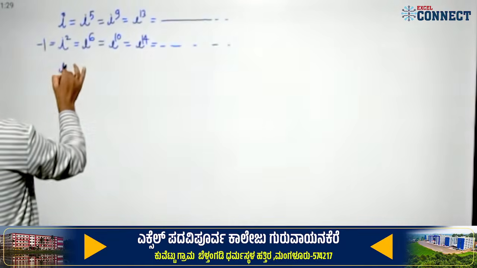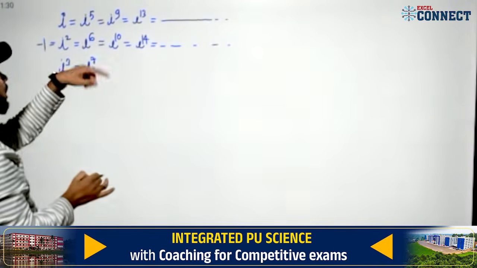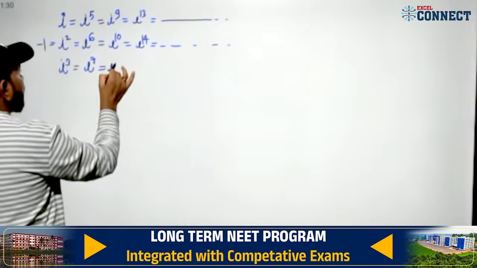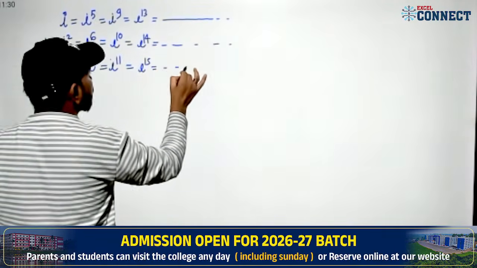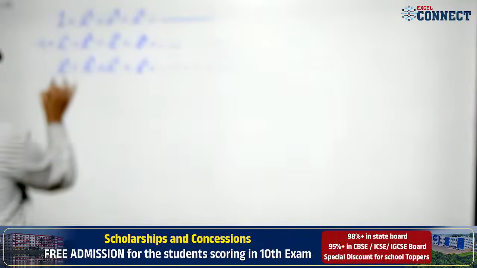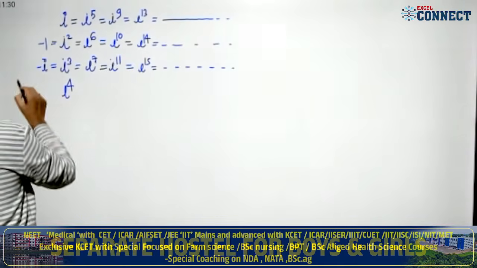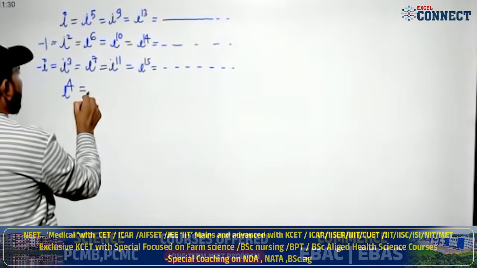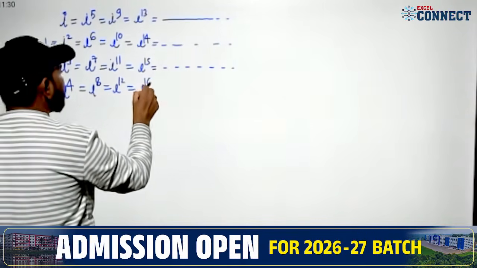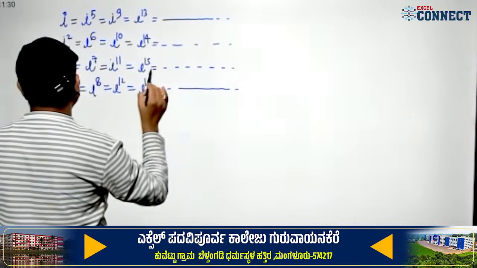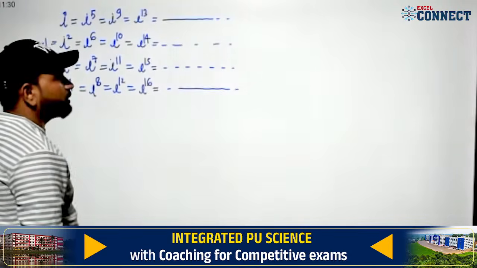And i cubed is repeating. i cubed is i to the power 7, this will come. A gap of 4 is coming actually. So next is i to the power 11, next is i to the power 15, and so on, like this. i to the power 4, this is actually equal to 1, i to the power 8 is equal to i to the power 12 is equal to i to the power 16, and so on, and this is equal to 1. Interesting thing, if I write the general term.